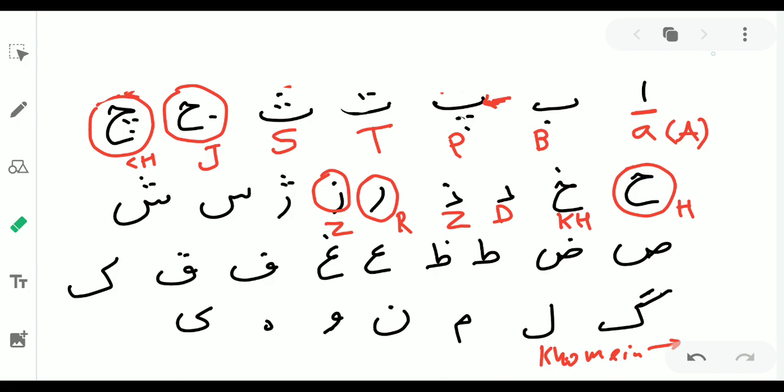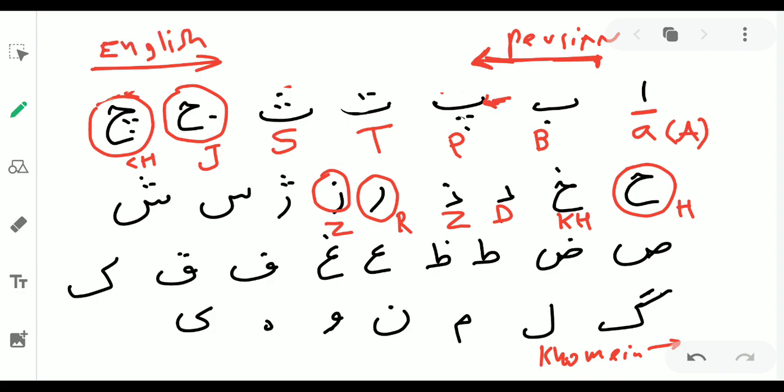And there are 32 letters in the Persian alphabet, while in English you only have 26. The Persians write from right to left this way, while in English you write from left to right. That's the first important difference.